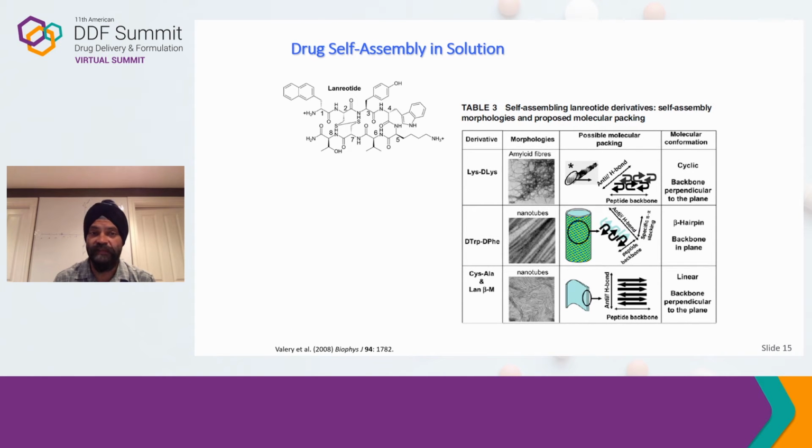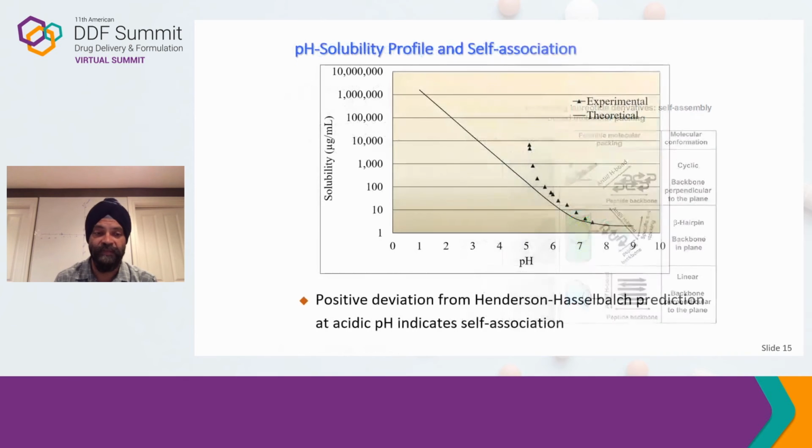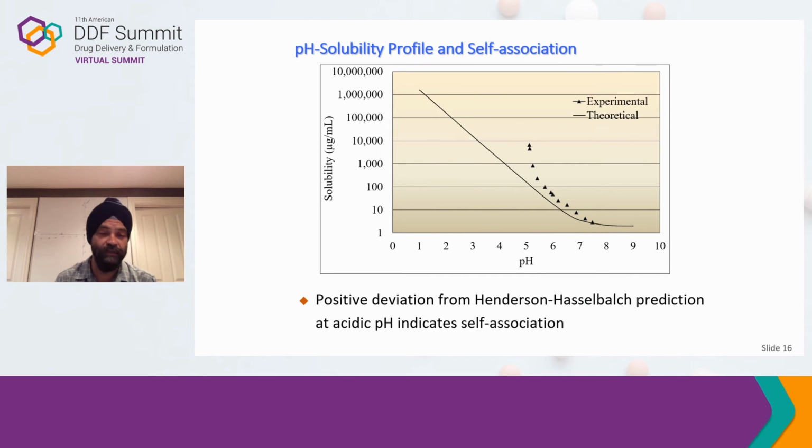Now, the self-association or self-assembly of molecules in solution is well known. It's not unique to one particular compound. Many compounds go through this process, and this is an example from literature. But how do we start to study, how do we start to understand that it's important and relevant to our compounds in development, especially in pharmaceutical development when we encounter a new compound?